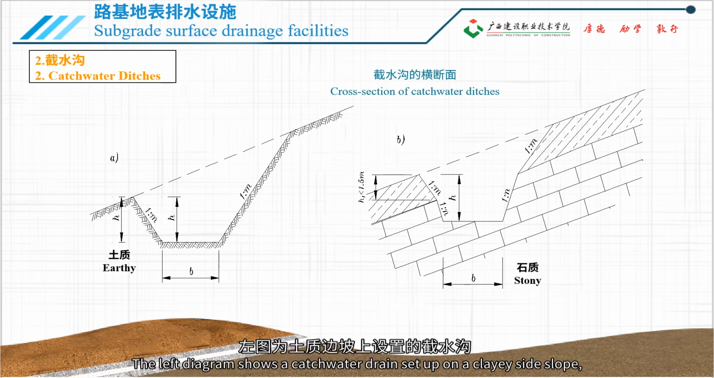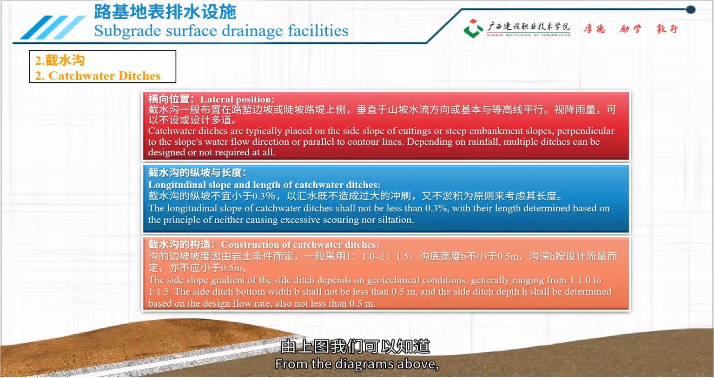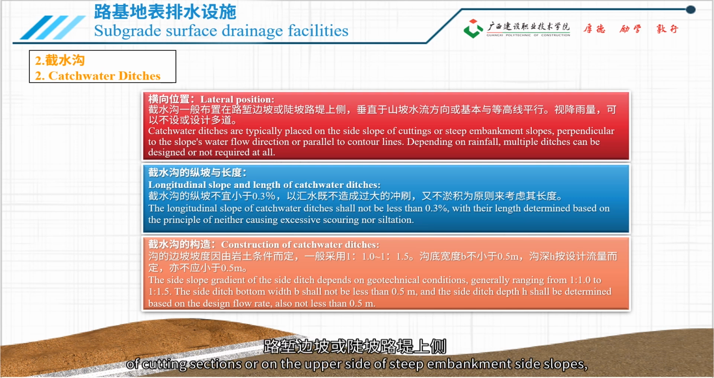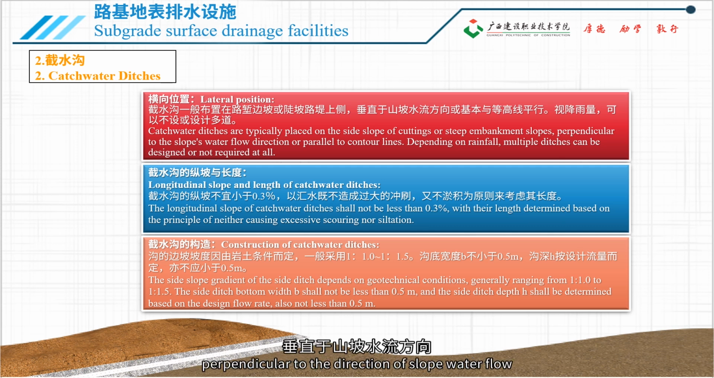The left diagram shows a catchwater drain set up on a clayey side slope, and the right diagram shows one on a rocky slope. From the diagrams above, we know that catchwater drains are generally placed on the slopes of cutting sections or on the upper side of steep embankment side slopes, perpendicular to the direction of slope water flow or essentially parallel to the contour lines. The need for one or multiple channels is determined based on the amount of rainfall.